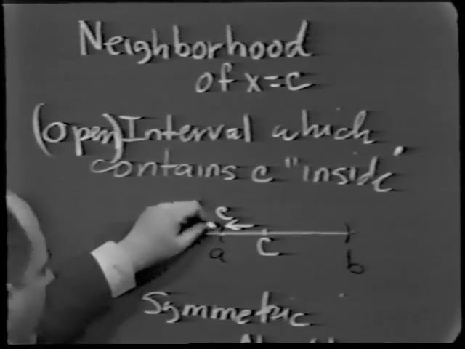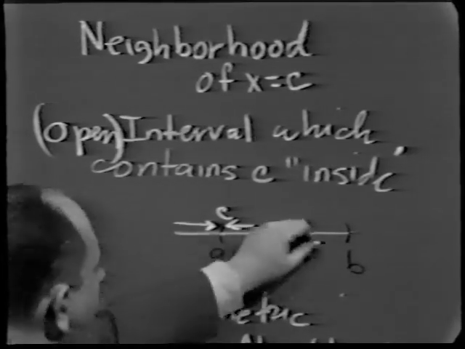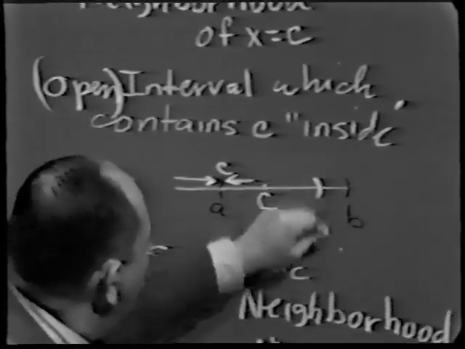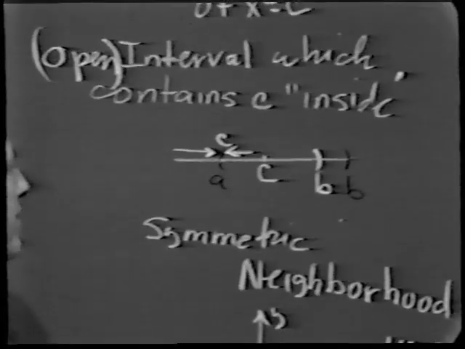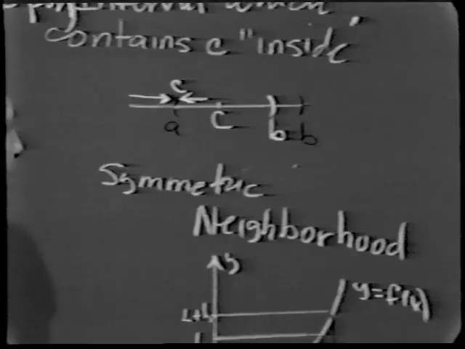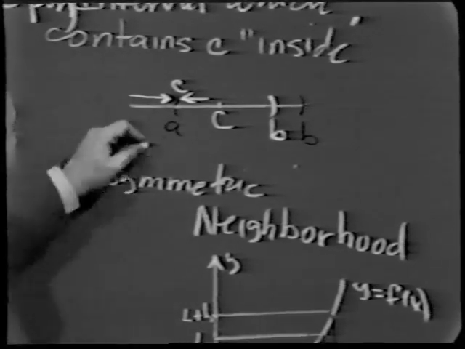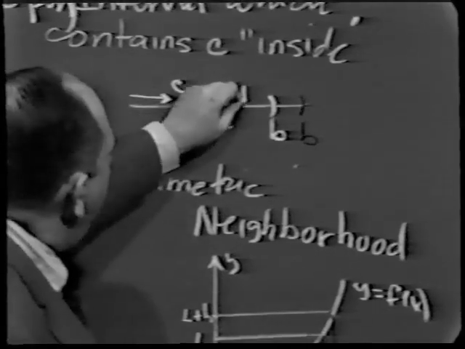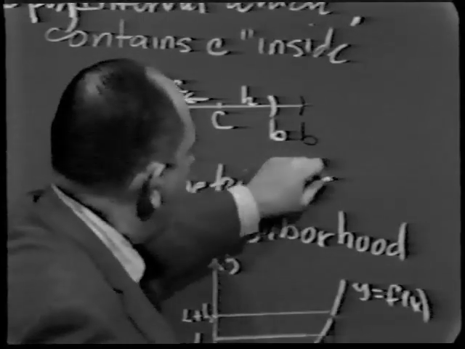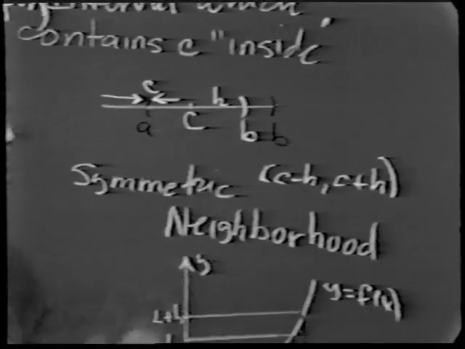By the way, in many cases, it turns out algebraically to be easier if this happens to be what we call a symmetric neighborhood. In other words, if c is in the middle. You see, now we won't go into that right now, but if c happens to be in the middle, that's called a symmetric neighborhood. In fact, another way of writing that is to say what? Pick some definite distance h, and what do you write down? You write down c minus h to c plus h, and that puts c right in the middle of this particular interval.